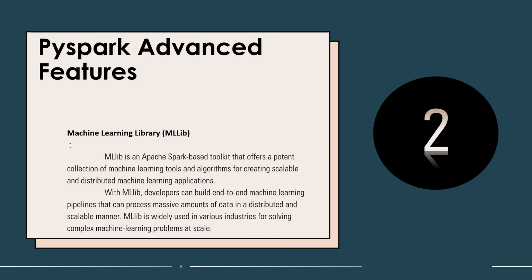Another advanced feature which PySpark has is machine learning libraries. MLlib is an Apache Spark-based toolkit that offers a potent collection of machine learning tools and algorithms for creating scalable and distributed machine learning applications. With MLlib, developers can build end-to-end machine learning pipelines that can process massive amounts of data in a distributed and scalable manner. MLlib is widely used in various industries for solving complex machine learning problems at scale.